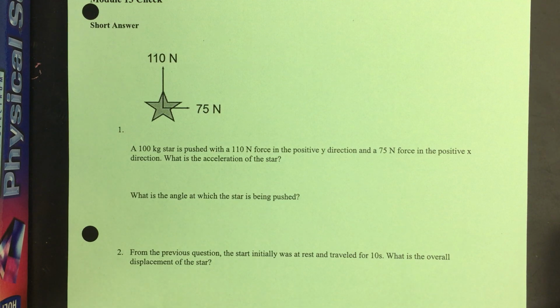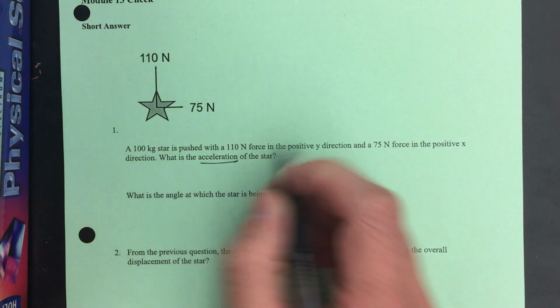Notice the diagram here of the star. It's 100 kilograms being pushed with 110 newtons in the positive y direction and 75 newtons in the positive x direction. The first one is, what's the acceleration of the star?